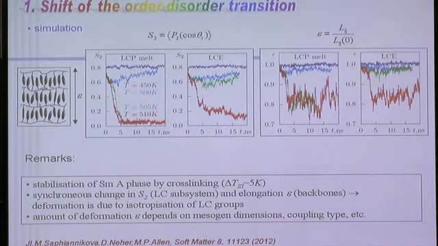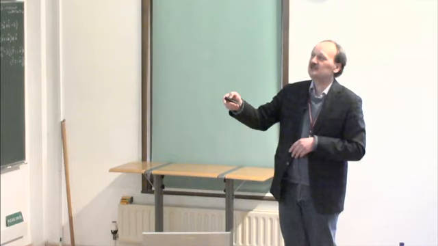Actually, this is what we checked first. So here, we started from the system deep in the smectic phase at 450 Kelvin, and one can see that the order parameter is stable here.